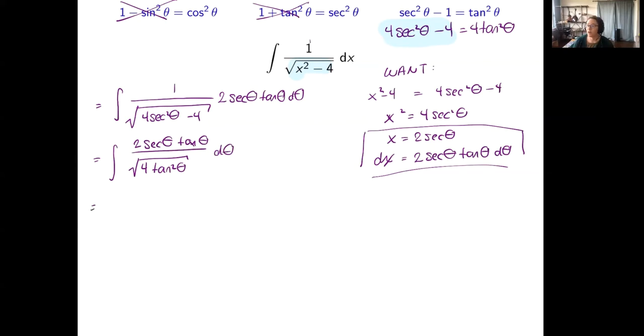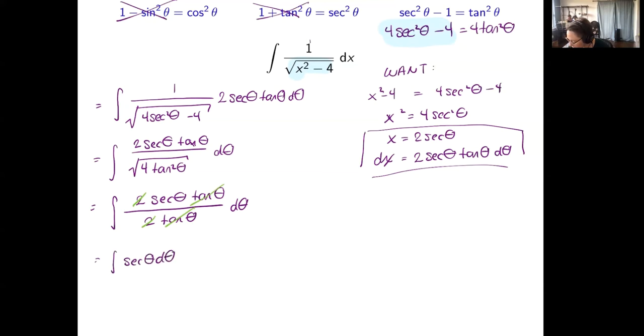And now, this is the whole point of this method, I get to cancel out the square and the square root. I couldn't do it here. Couldn't do it here. I can do it here. So my numerator is still 2 secant theta tangent theta. My denominator is now 2 tangent theta. So I no longer have that square root. Now I have a trig integral. 2's cancel, the tangents cancel, and I have the antiderivative of secant theta d theta.